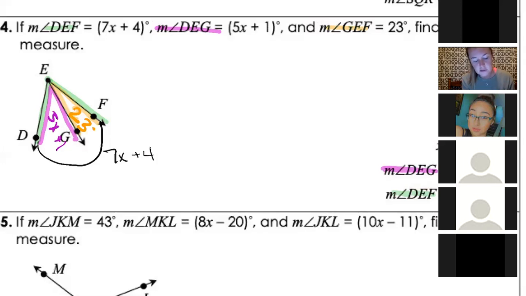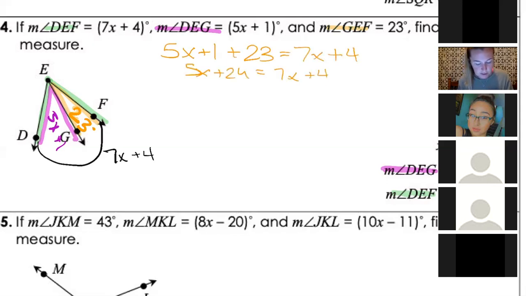So when we look at this, we know that the purple and the orange added together are going to equal the entire thing, okay? So if we take the purple, which is 5x plus 1, and we add it to the orange, which is 23, we know it's going to equal the entire thing, which is 7x plus 4, okay? Because you took the two insides and you are now adding them to the outside. So we have 5x plus 24, so I'm combining like terms, equals 7x plus 4. And then we're going to solve.